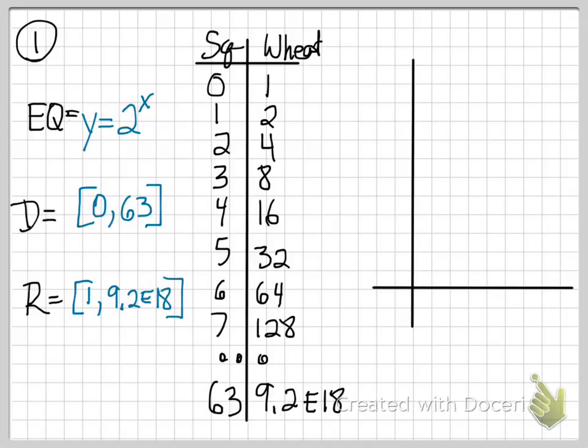So if we were to graph this, at 0 we would be at 1. At 1 we're at 2. At 2 we're at 4, right? At 3 it's 8. And then we go up to 16. That's about as far as we get on our graph. Now, do we have anything in the negative quadrant? No, because we don't have negative places on our chessboard. So we would stop right here at 0, 1. We wouldn't go any further than that.